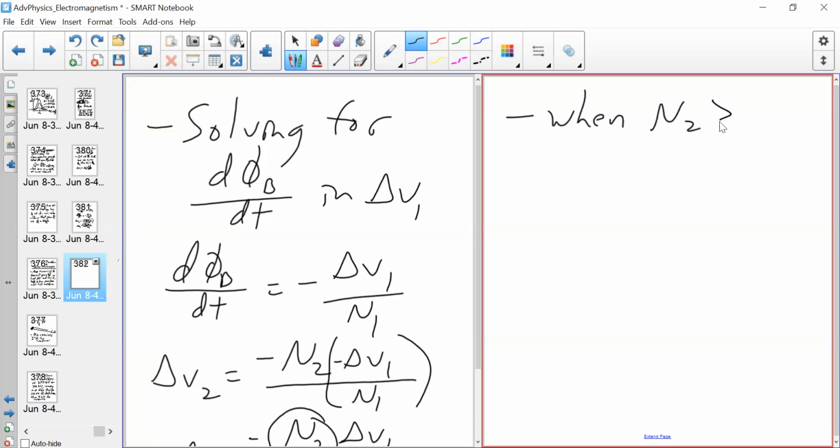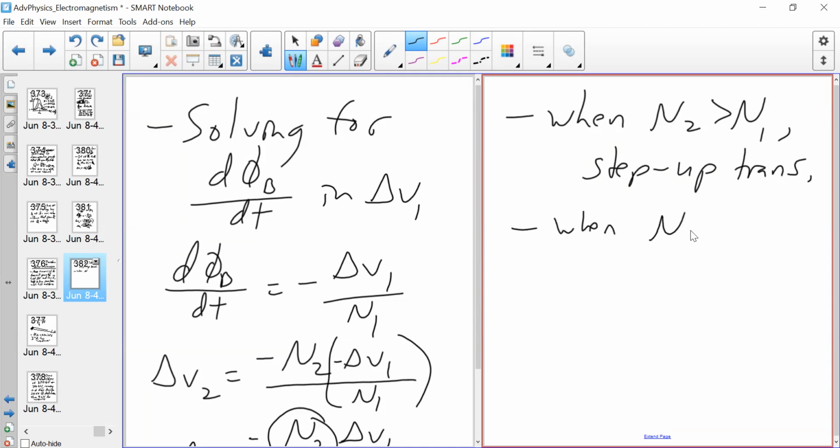When N2 is greater than N1, it's a step up transformer. N2 less than N1 is a step down transformer.